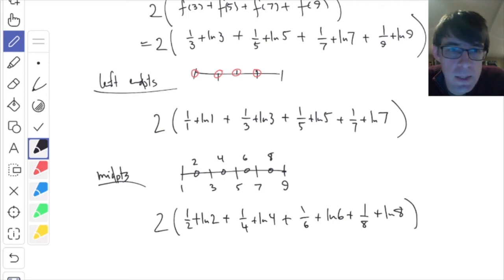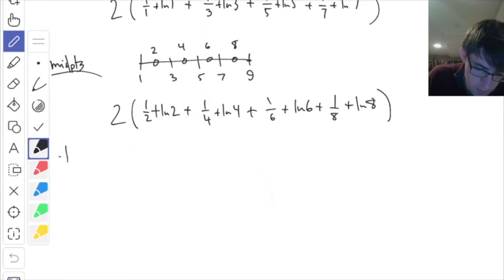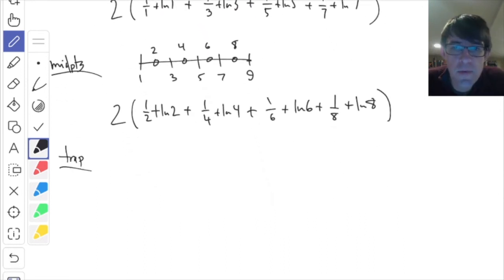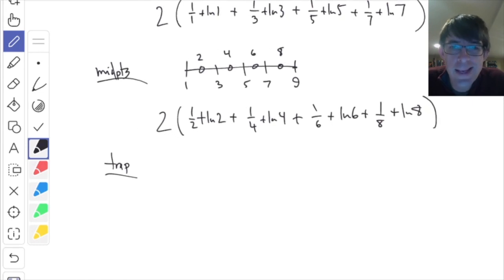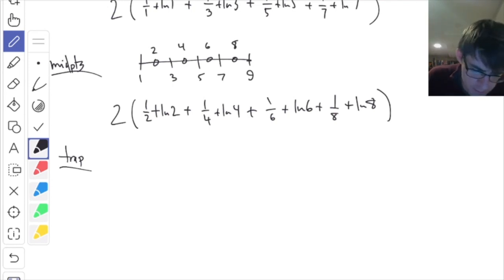Okay, next is, how about the trapezoids? All right, trapezoid rule. This one you have to remember the formula for. It has the delta x out front, and then you use all the points, but you put a half on the first one and a half on the last one. Can you remember all that? So the trapezoid rule has the same delta x on the front, or b minus a over n, which in this case is 9 minus 1 over 4.